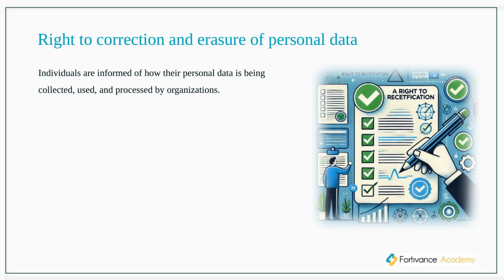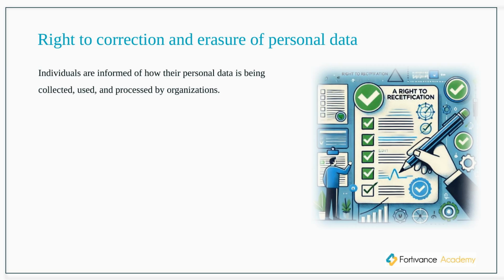1. Right to correction. If you notice that the personal data held by a data fiduciary is incorrect or incomplete, you have the right to request corrections. For example, if you've recently changed your address but the online service still has your old address, you can ask them to update it. This ensures that organizations have accurate information, which is crucial for effective communication and service delivery.